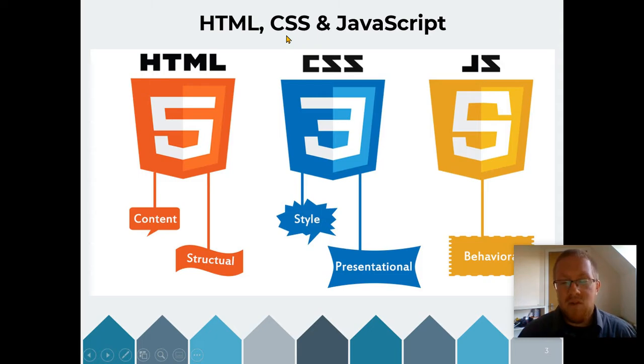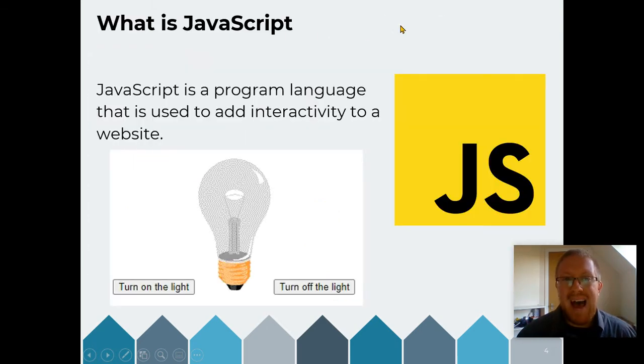JavaScript is behavioral. It adds interactivity to our website. It makes our website dynamic and we can change it. Now, unlike HTML and CSS, which we're very good at implementing, we're not expecting you to be able to implement any JavaScript. You just need to be able to identify and describe it. We save the implementation for higher.